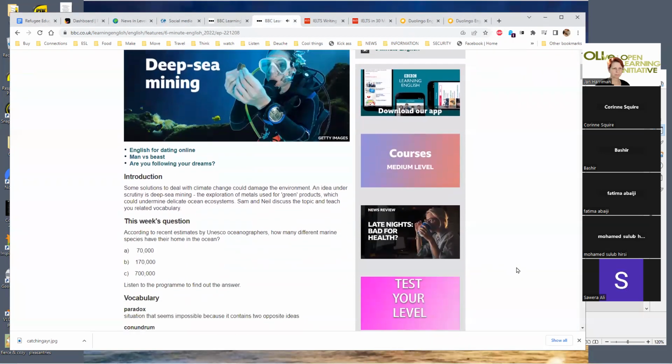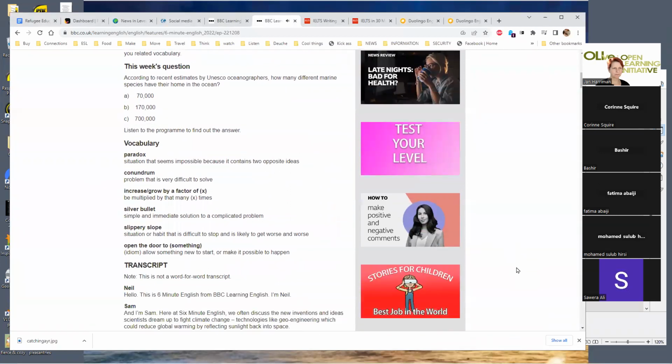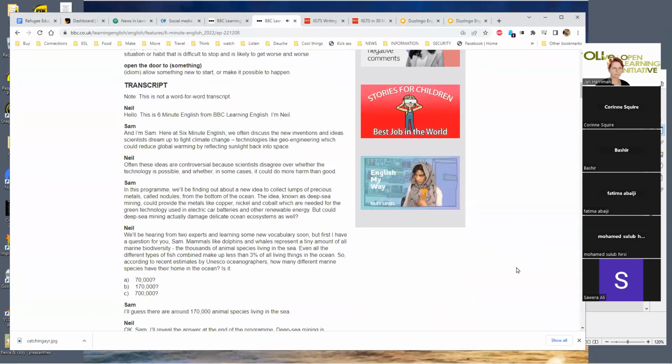Here at 6 Minute English, we often discuss the new inventions and ideas scientists dream up to fight climate change. Technologies like geoengineering, which could reduce global warming by reflecting sunlight back into space. Often these ideas are controversial because scientists disagree over whether the technology is possible and whether, in some cases, it could do more harm than good.